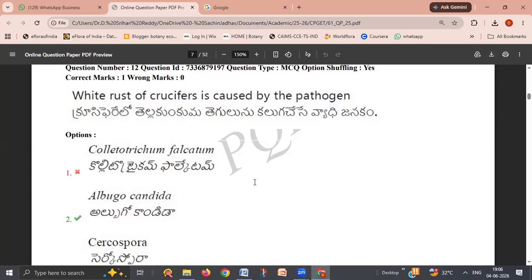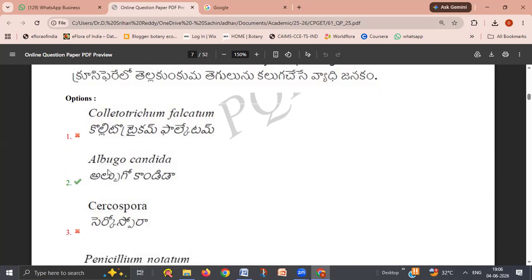Okay, so here the question is, which pathogen causes the white rust disease in crucifers? First we see Colletotrichum falcatum. It causes red rot disease in sugarcane. Colletotrichum falcatum causes red rot disease in sugarcane. And Albugo candida, you know, causes the white rust disease in the crucifers.